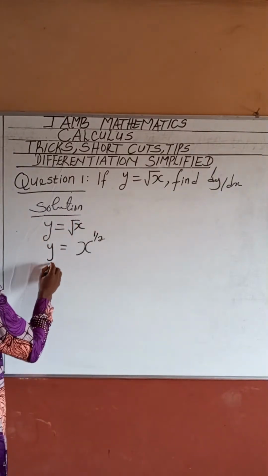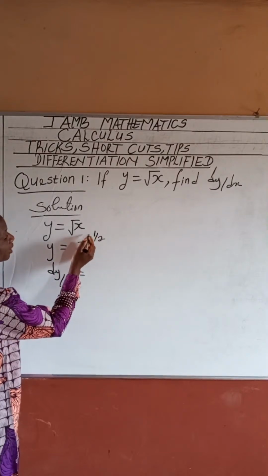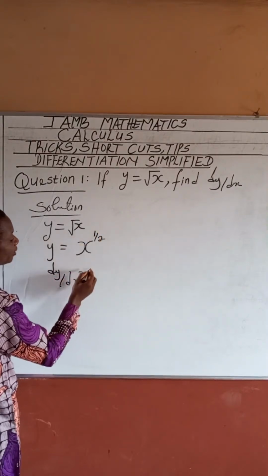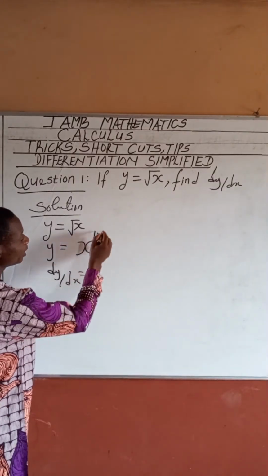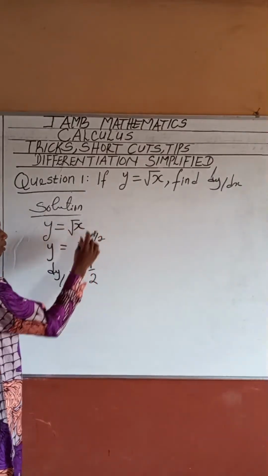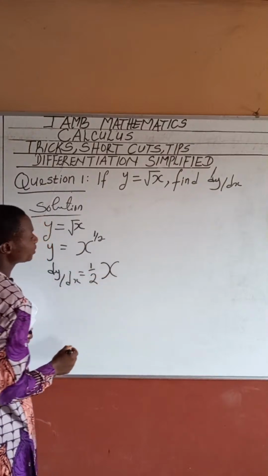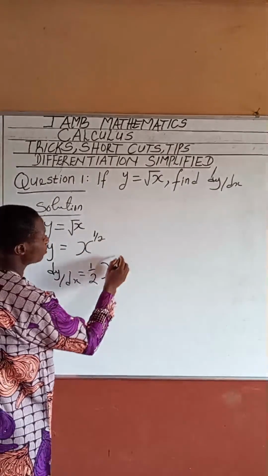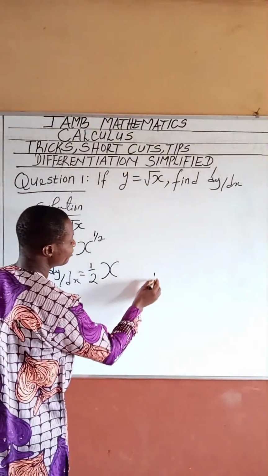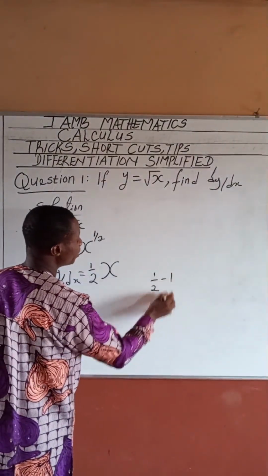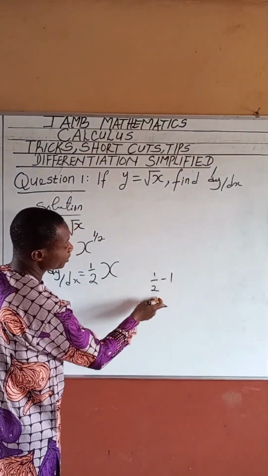So what is dy dx? dy dx is equals to, bring down this power here. This is half, so bring in half here. Then here subtract 1. So we have times x raised to power half minus 1. You can use half minus 1. So what does it mean? This is going to be 2 times 1.